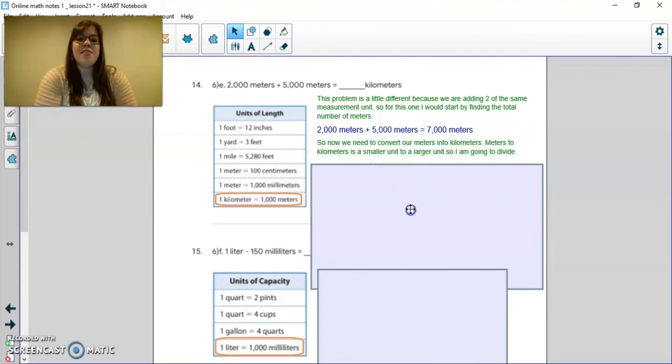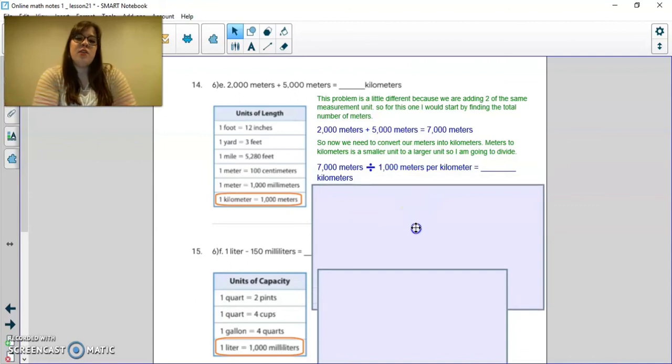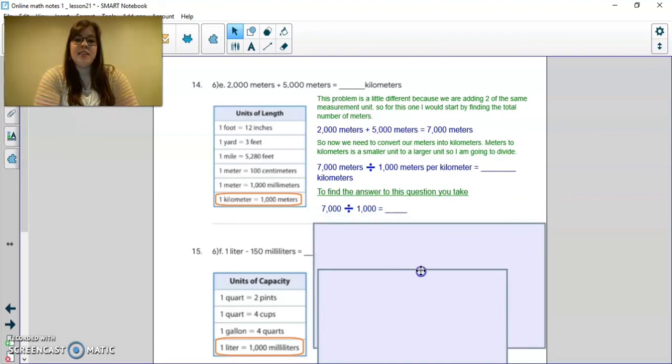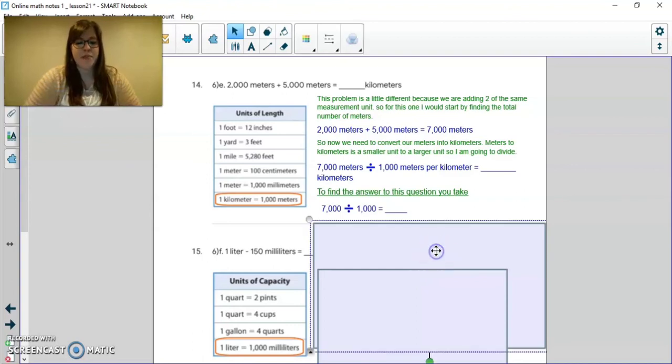Now I'm going to convert that into kilometers. Meters to kilometers is going from a smaller unit to a larger unit, so I'm going to divide. I take 7,000 meters and divide that by 1,000 meters per kilometer, and I get my answer. So for this, you're going to punch in 7,000 divided by 1,000, and that gives you your answer. You can pause the video now and record that.